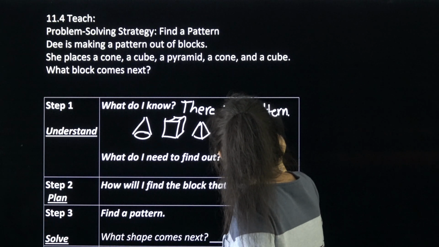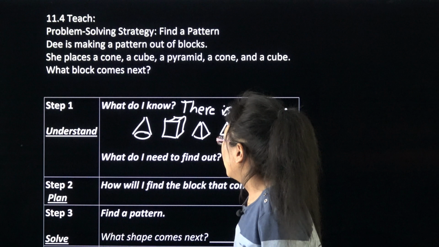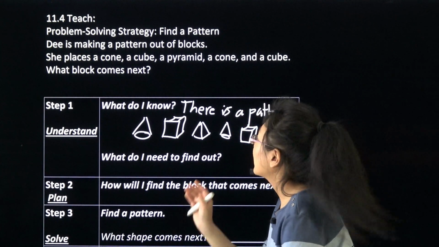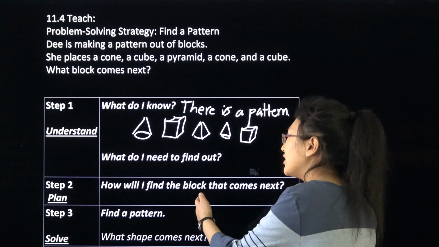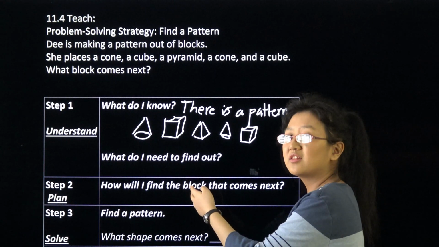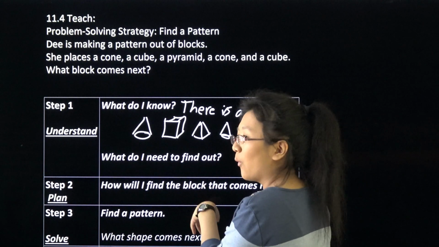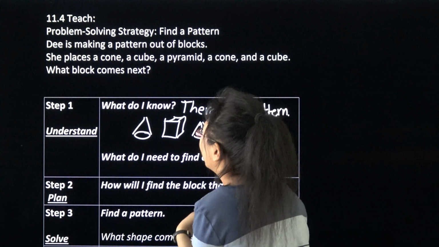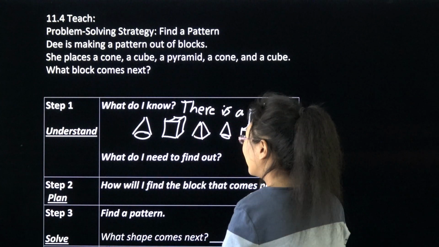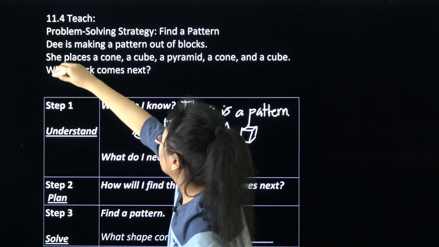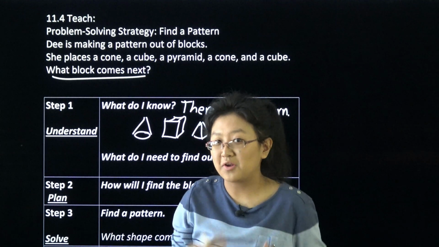So, what do we want to find out? Now, some teachers will ask you to look through the entire question, but honestly, usually at this grade level, you just need to look at the sentence where the question mark is. So, what block comes next? What do I need to find out? What block comes next? Straightforward, right?